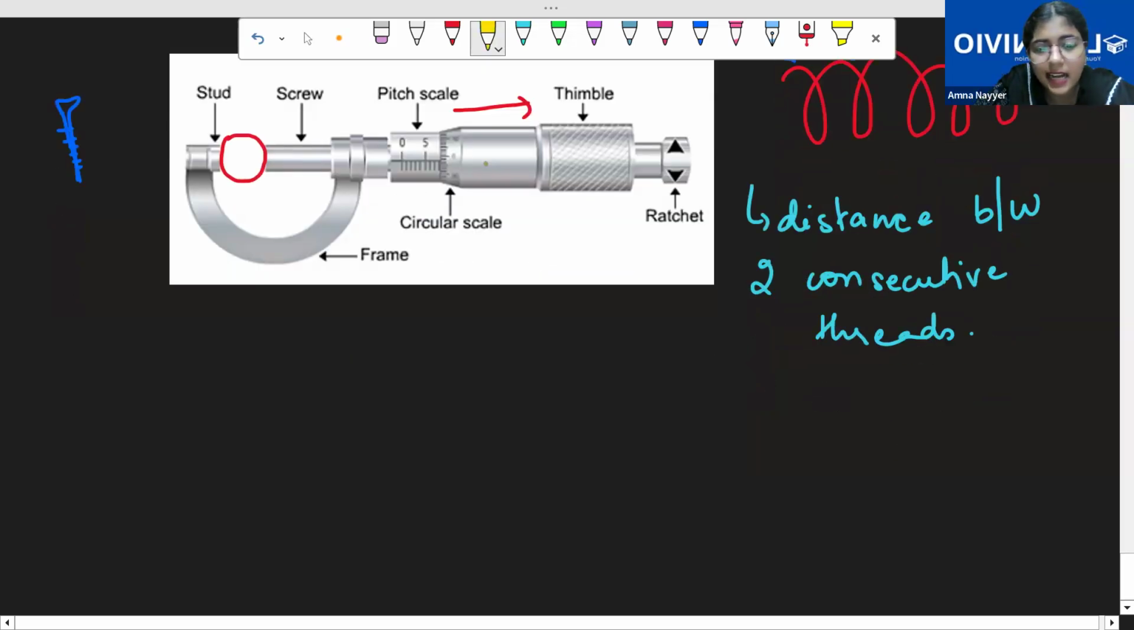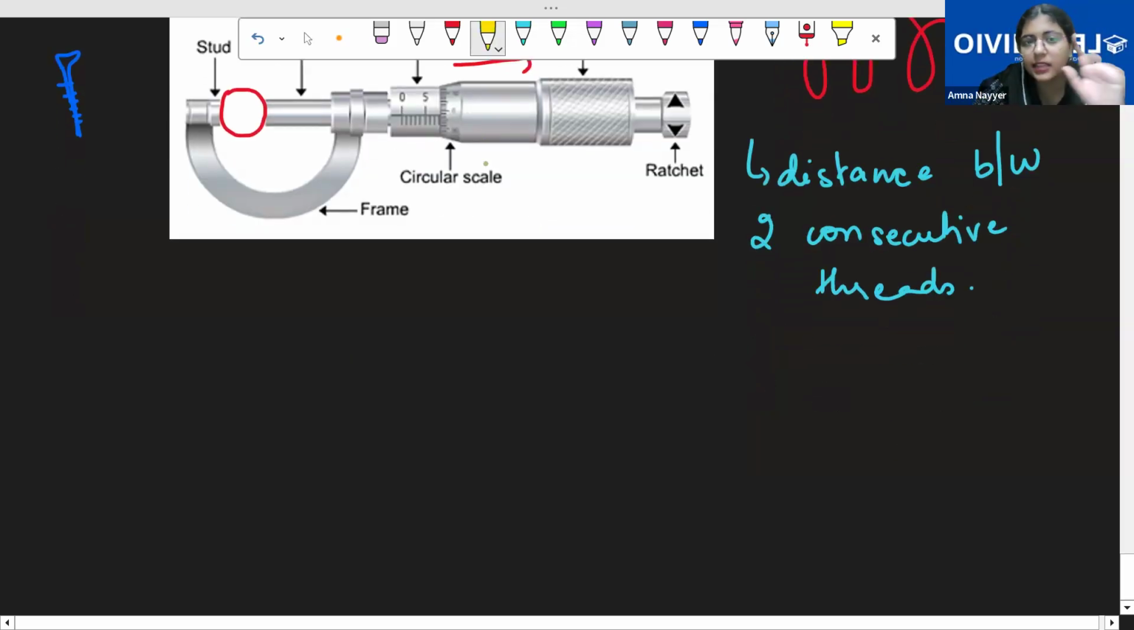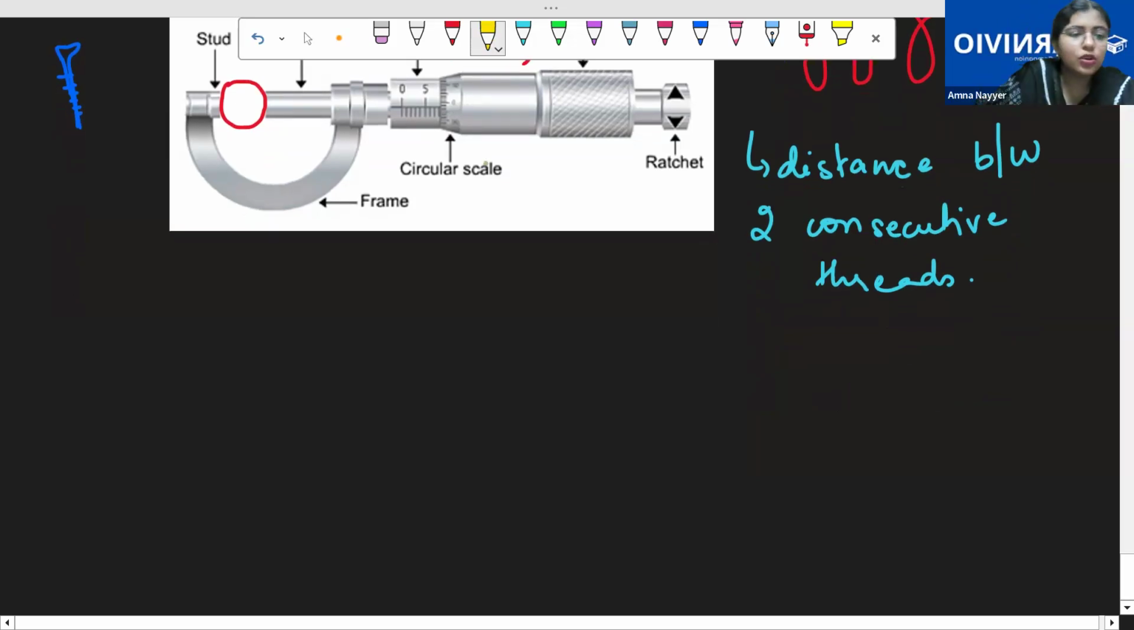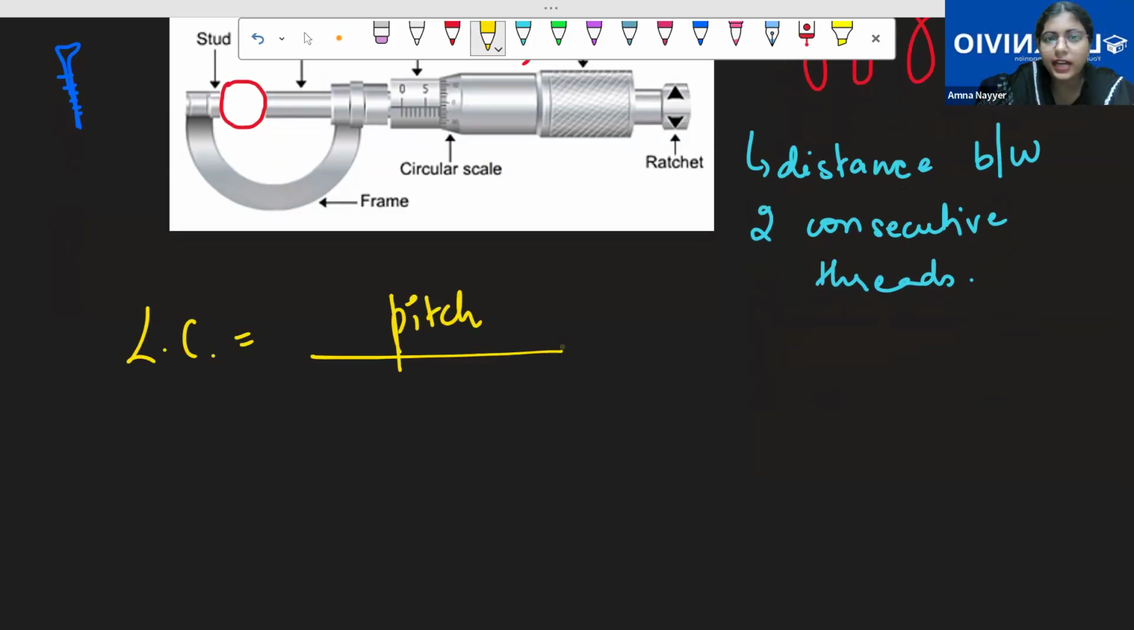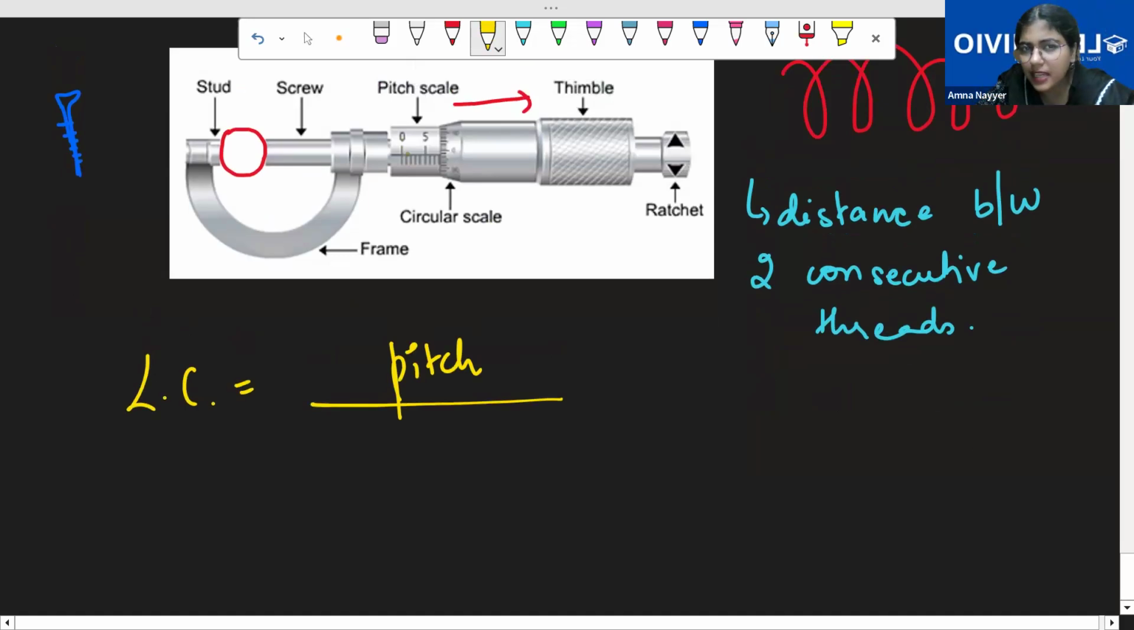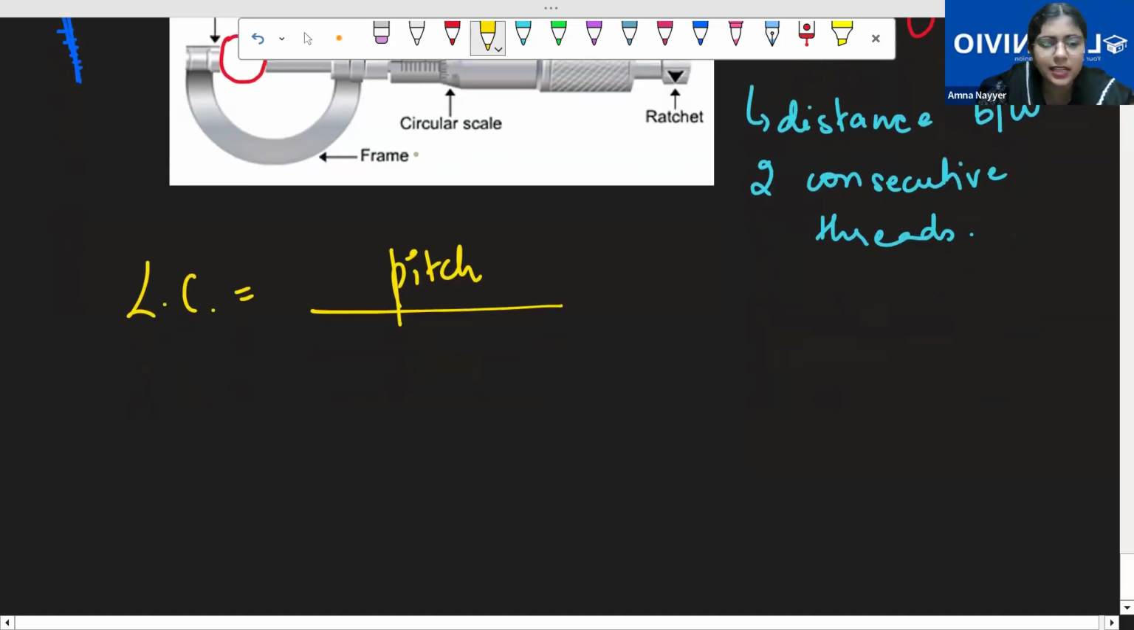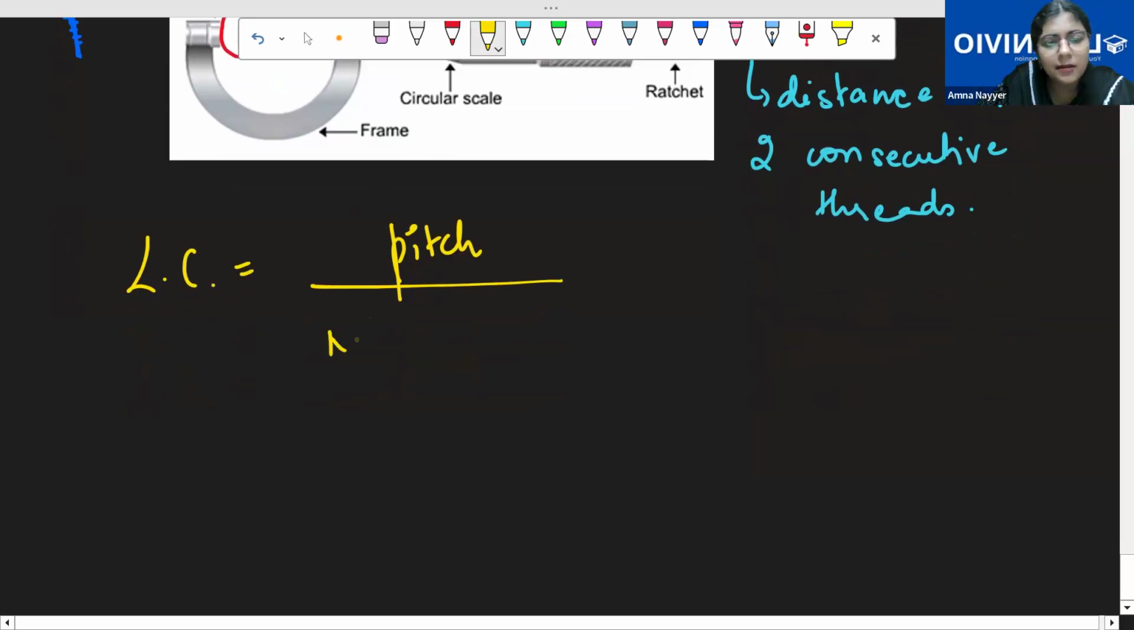Now, the least count is related with the pitch and the circular scale divisions. How to calculate the least count here? You take the value of the pitch and you divide it. This is written as the pitch scale in this figure. It is the main scale only. This pitch scale is actually your main scale. So least count is pitch divided by the number of circular scale divisions.